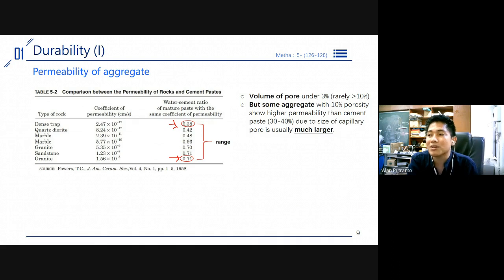Metha also says that the volume of pores is under 3%, rarely more than 10%. This pore volume is for aggregate, but there are some exceptions. Some aggregates with more than 10% porosity show higher permeability than cement paste, even though cement paste has 30 up to 40% porosity. That happens because the capillary pores of the aggregate are usually much larger. Okay.